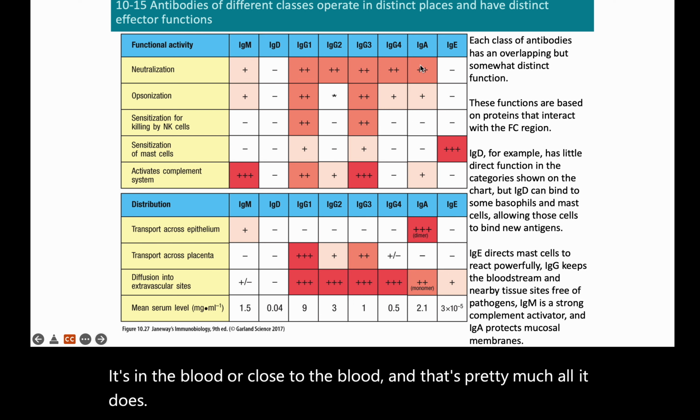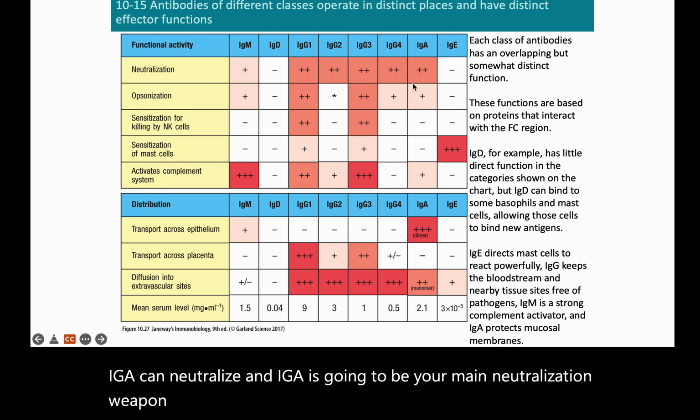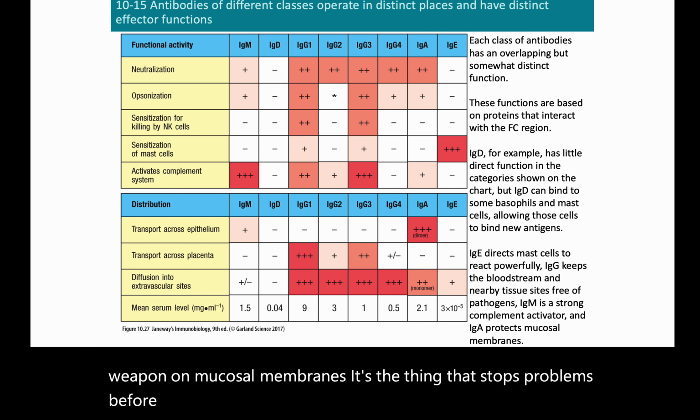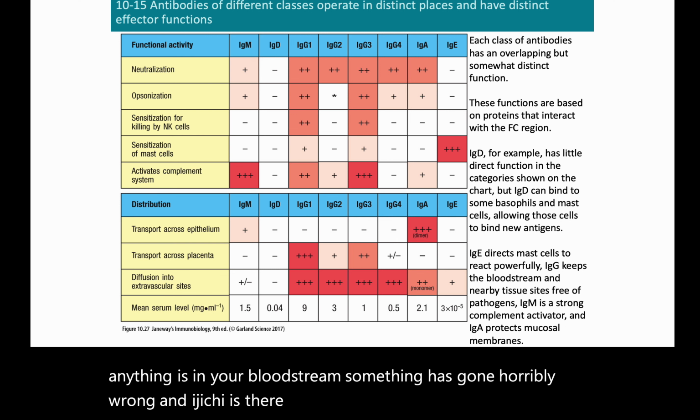IgA can neutralize, and IgA is going to be your main neutralization weapon on mucosal membranes. It's the thing that stops problems before they become problems. IgG is more of a cleanup crew. If anything is in your bloodstream, something has gone horribly wrong, and IgG is there to try and patch it up, but it may be rough for a while.